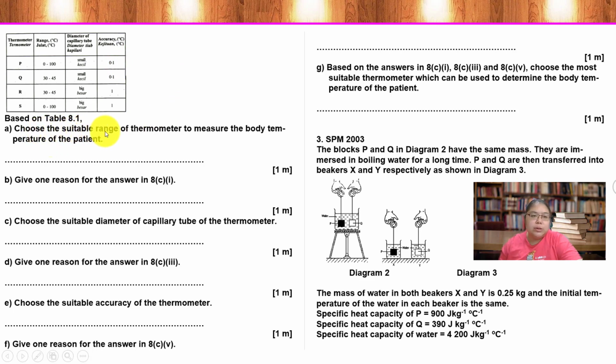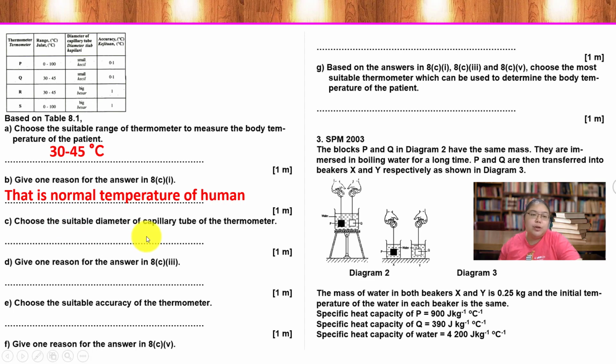Now you need to choose the suitable range of the thermometer to measure the body temperature. So this is the keyword, the body temperature of the patient. For the body temperature of the patient, we do not need up to 100 because it is just 30-something only. Maximum until 36.9. If your fever is 40, 41, that means we need the range of 30 to 45, then it is enough. So we say 30 to 45. What's the reason? That's the human temperature, the normal temperature for the human.